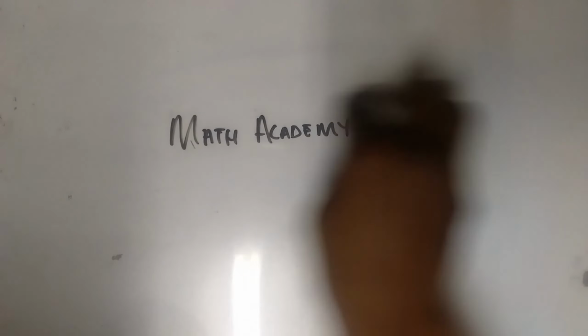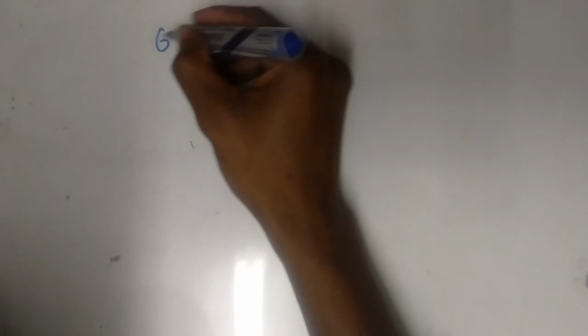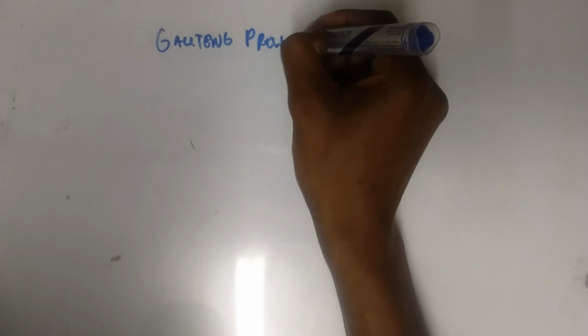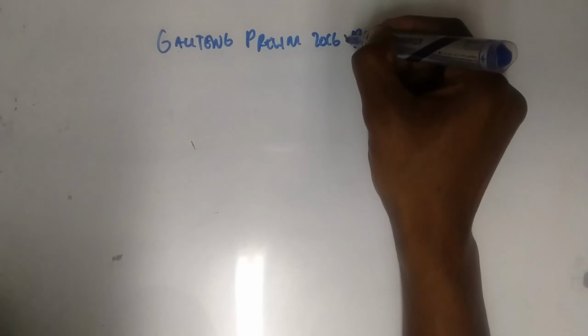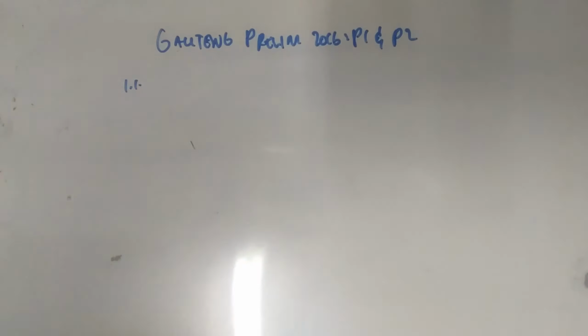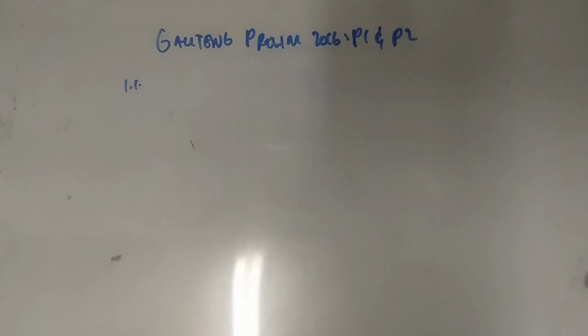Okay, so today I'll be doing the first series of the lecture series for Gauteng Prelim 2016. I'll be doing paper 1 and paper 2. Today is the first lecture series. So without wasting more of our time, let us just do our subsection 1.1, and we'll be doing only subsection 1.1, and then in the next lecture series we'll be doing subsection 1.2 and so on and so on.